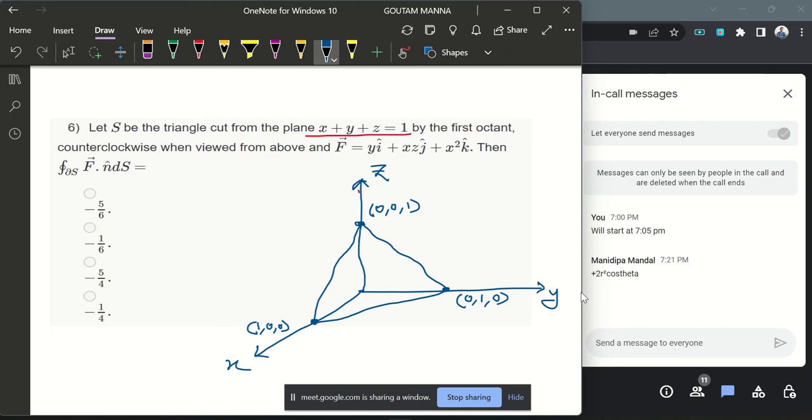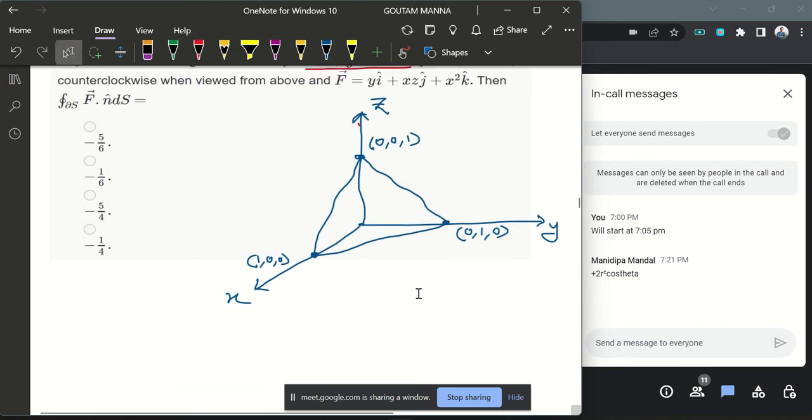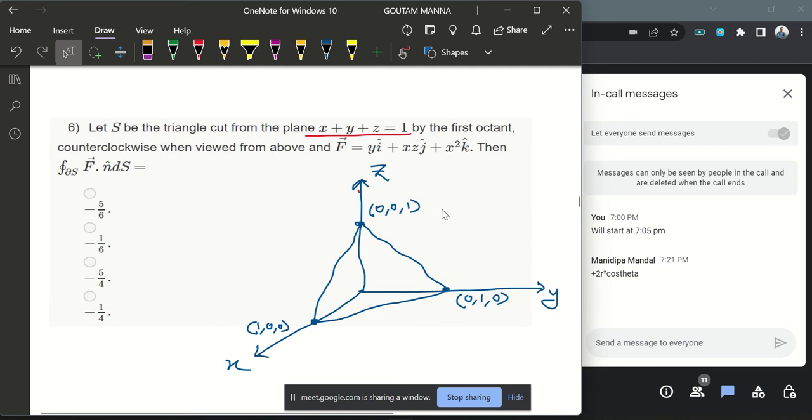This is the triangular plane, and this is the vector field given, F equals y i hat plus xz j hat plus x square k hat, and then we are asked to find the line integral along the boundary of this plane. So we have to find this line integral.